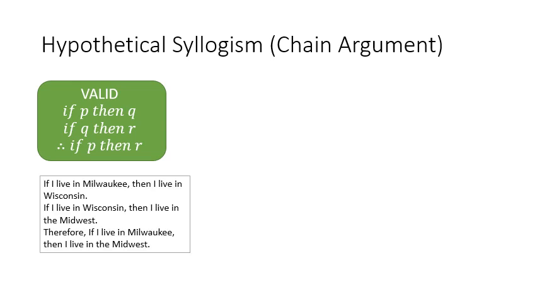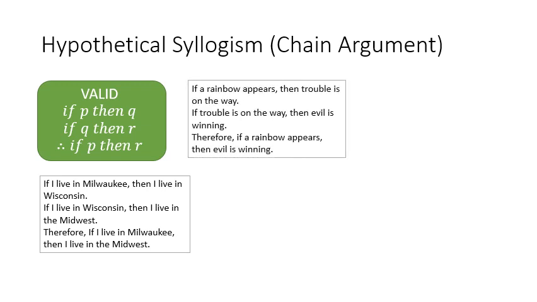So here's an example of that. If I live in Milwaukee, then I live in Wisconsin. If I live in Wisconsin, then I live in the Midwest. Therefore, if I live in Milwaukee, I live in the Midwest. It follows that pattern, and it's valid. Here's kind of a silly one, but again, this follows the pattern. If a rainbow appears, then trouble's on the way. If trouble is on the way, then evil is winning. Therefore, if a rainbow appears, then evil is winning. Same kind of deal. Fits the pattern, it's valid. So if the premises are true, the conclusion has to be true.